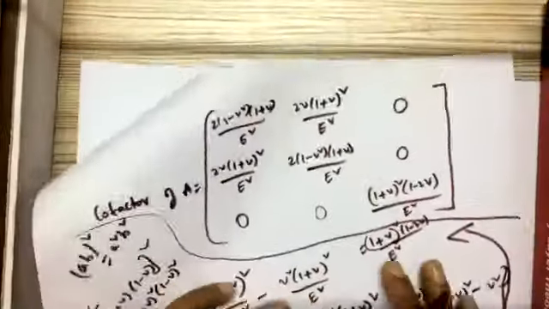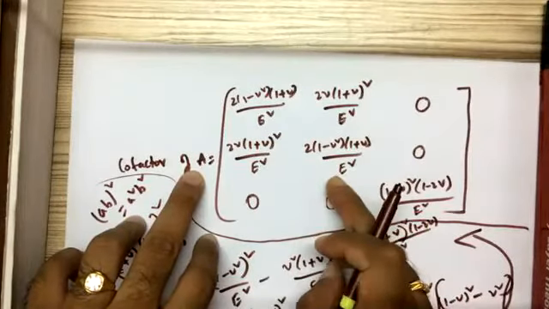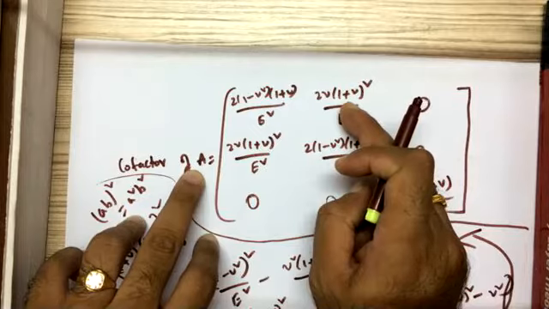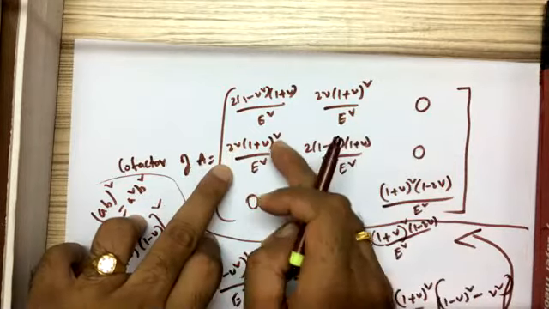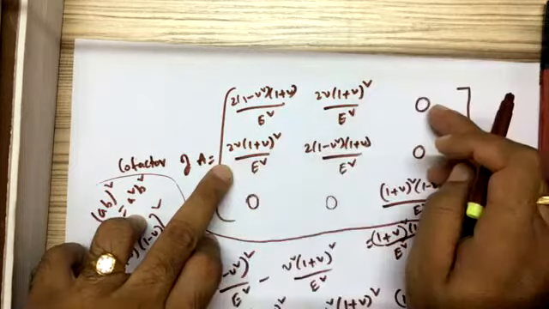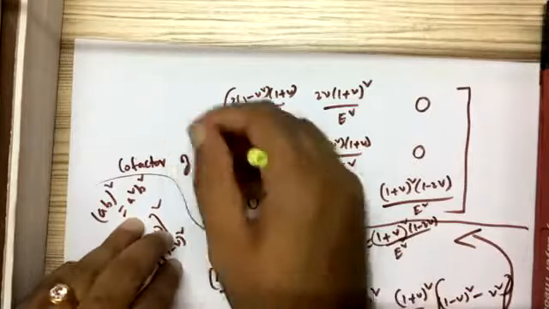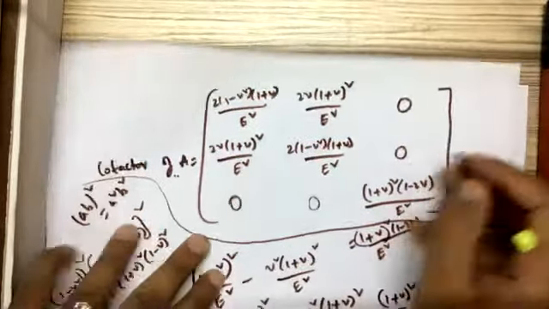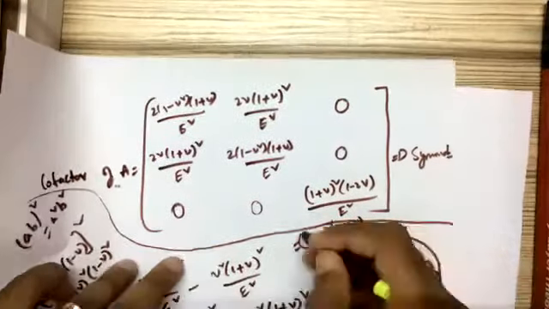Now, remember, the cofactor matrix is a symmetric matrix. The 1 2 element is 2 nu into 1 plus nu whole square by E square, and the 2 1 element is 2 nu into 1 plus nu whole square by E square. Same. 1 3 is 0, 3 1 is 0, 2 3 is 0, 3 2 is 0. So the cofactor matrix is a symmetric matrix. So what is a symmetric matrix?